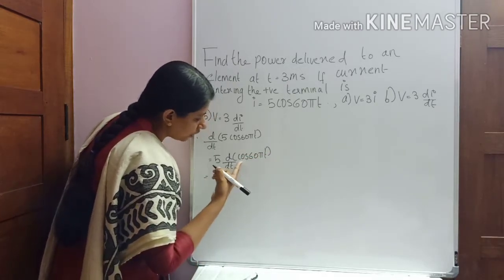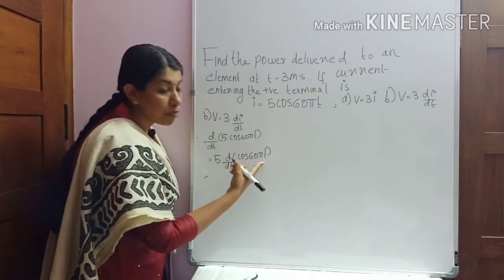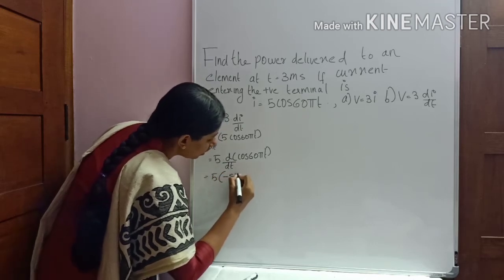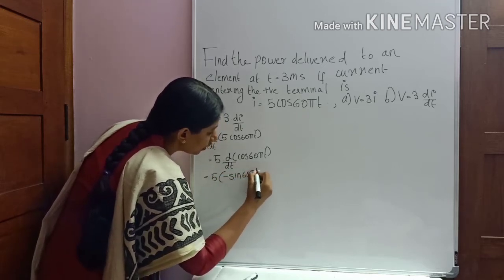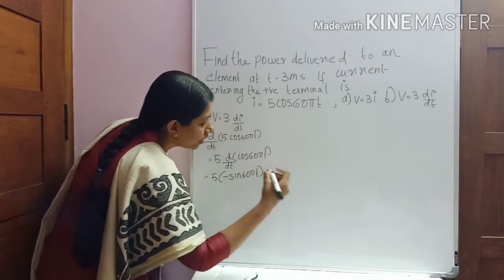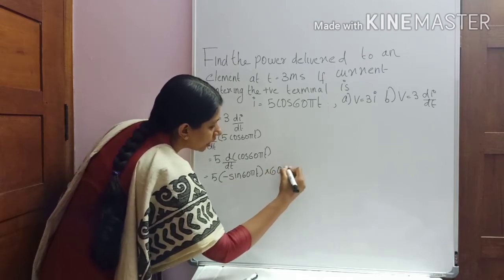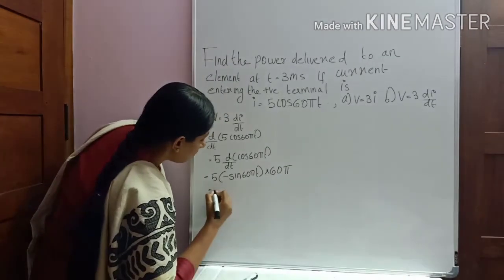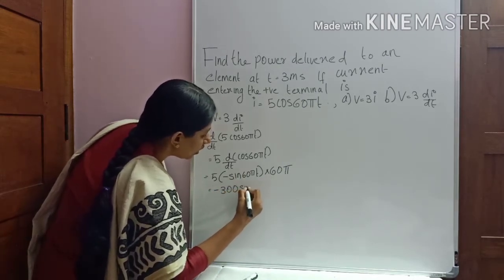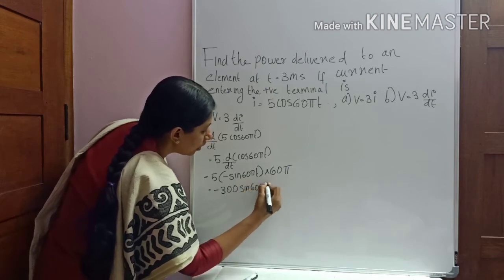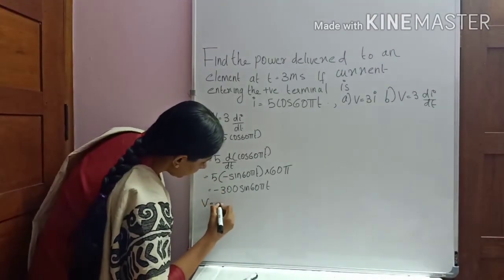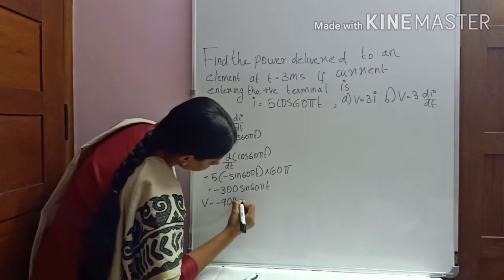When you differentiate cos, you will get minus sine. Therefore it will be 5 into minus sine 60 pi t into, then you have to differentiate separately the coefficient of t, which is 60 pi. Therefore the answer will be minus 60 into 5, 300, minus 300 sine 60 pi t. Therefore voltage is 3 into di by dt, so V will be minus 900 sine 60 pi t.